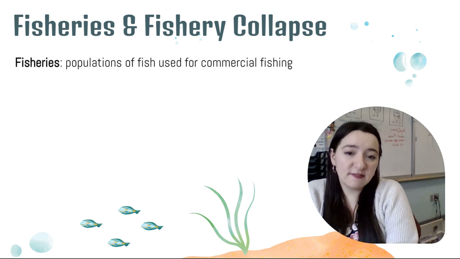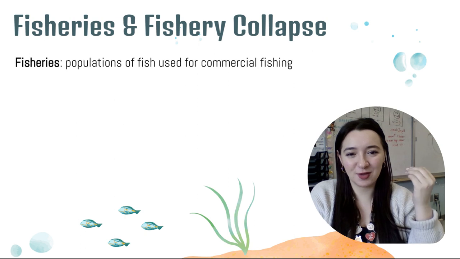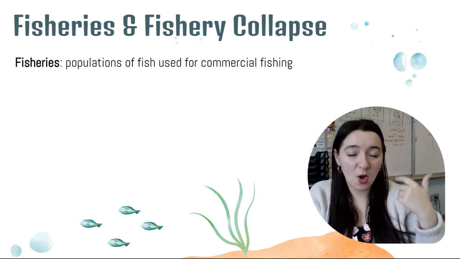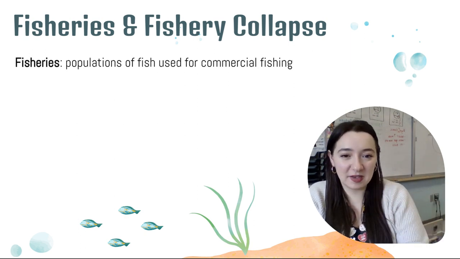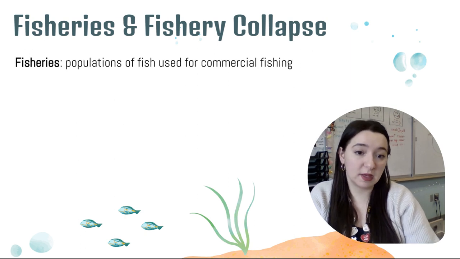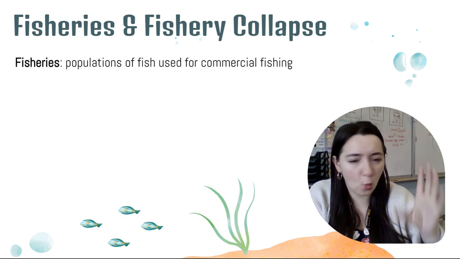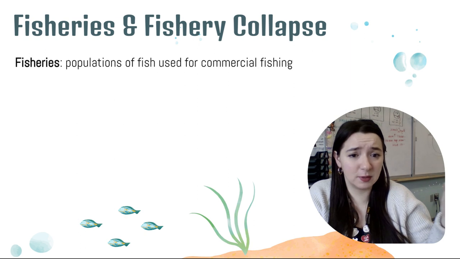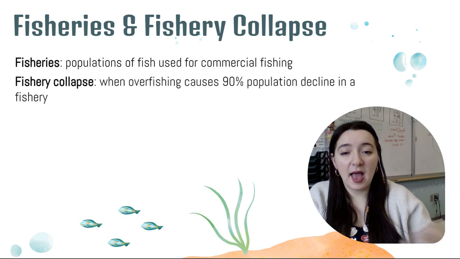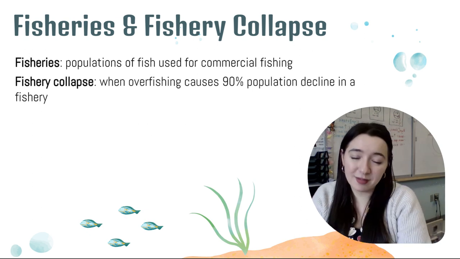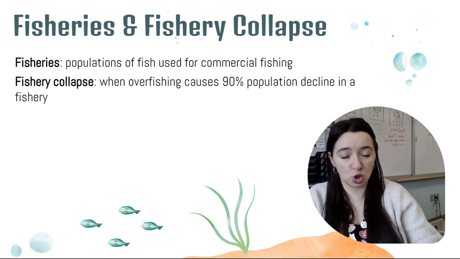All right. So what is a fishery? Fisheries are populations of fish used for commercial fishing. Not every single fish that is in the ocean is, one, edible, or two, desirable. Those are two different things. When we think of a fishery, we think of salmon and tuna. Those are the two biggest ones. Also red snapper, mahi-mahi, any sort of really white fish that tends to be larger, so you get a maximum yield from it. And a fishery collapse is when overfishing causes a 90% population decline in a fishery. So overfishing is exactly what it sounds like. You're doing too much of it.